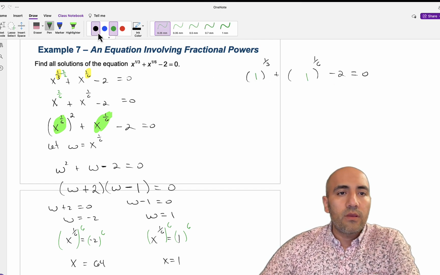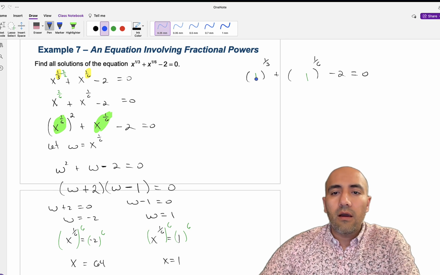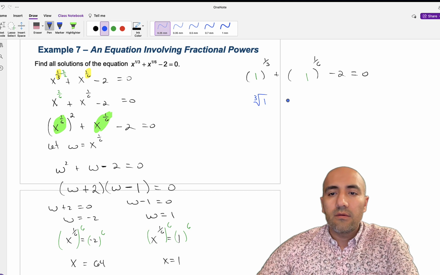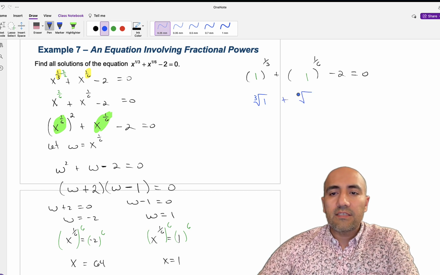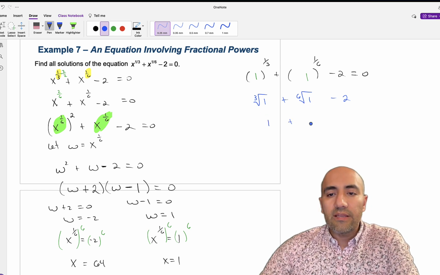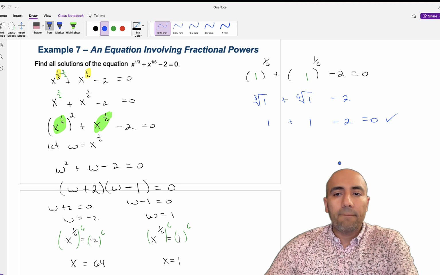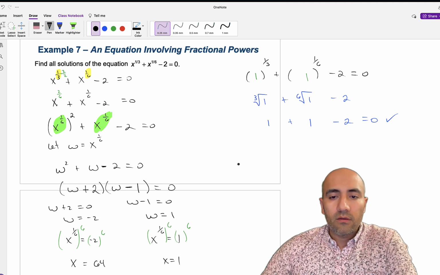Is this true? Well, remember that 1 to the 1/3 power is the same thing as the cube root of 1 plus the 6th root of 1 minus 2. Does that equal 0? The cube root of 1 is 1, plus the 6th root of 1 is also 1. Minus 2 does in fact give you 0. That's a true statement. Let's look at the other one.